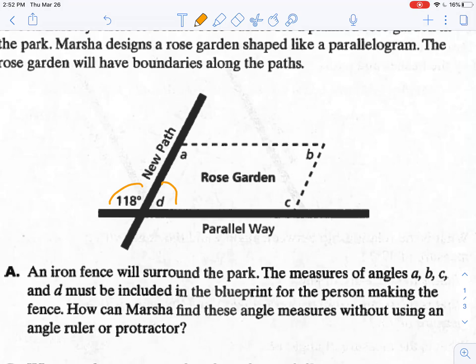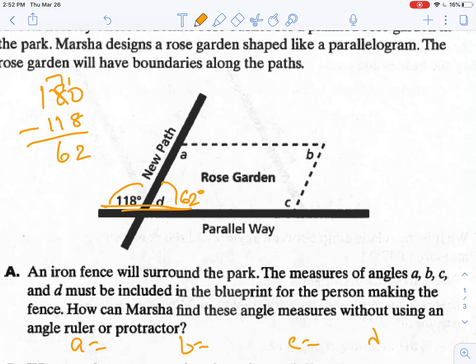We know that the 118 plus D has to equal 180 degrees because it makes a straight line, which is 180 degrees. So 180 minus 118, we do our math, and I believe we get 62 degrees. So angle D, I'm going to put this down here. We have A, B, C, and D. D is 62 degrees.